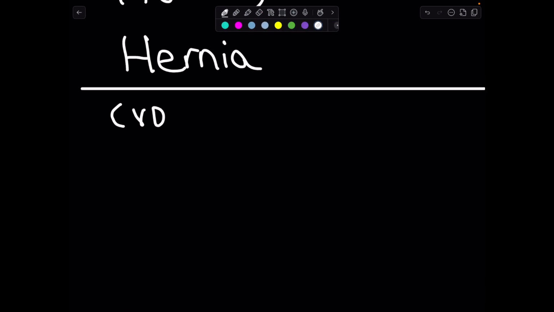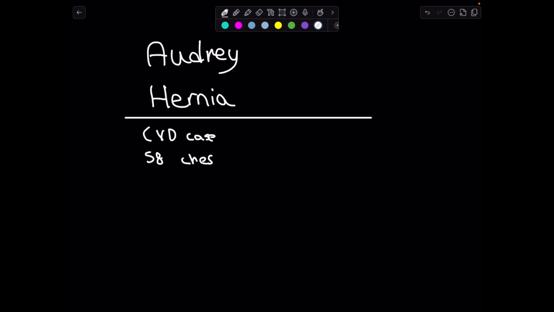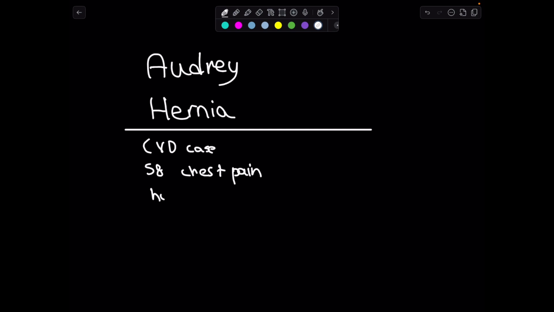A 58-year-old man presents with chest pain for 2 hours, 8 out of 10, crushing, central, radiating to left arm, with nausea, sweating. He has hypertension, smokes, 15-pack years, and a father with heart attack at 60. What's your diagnosis guess, and what questions do you ask next?